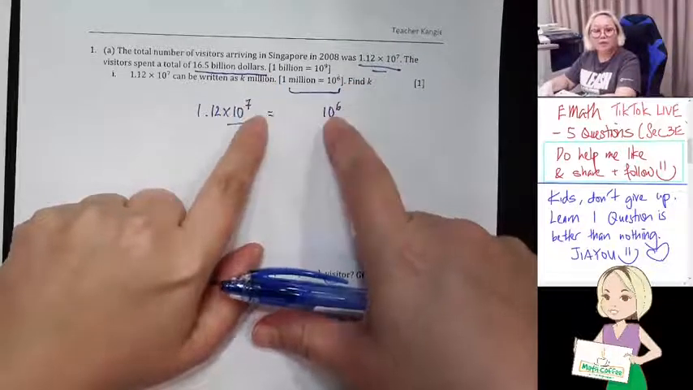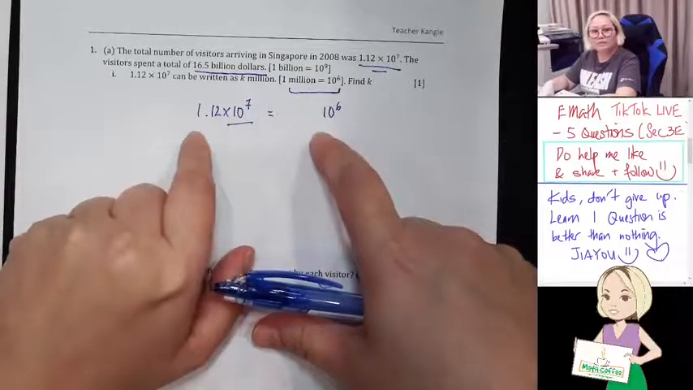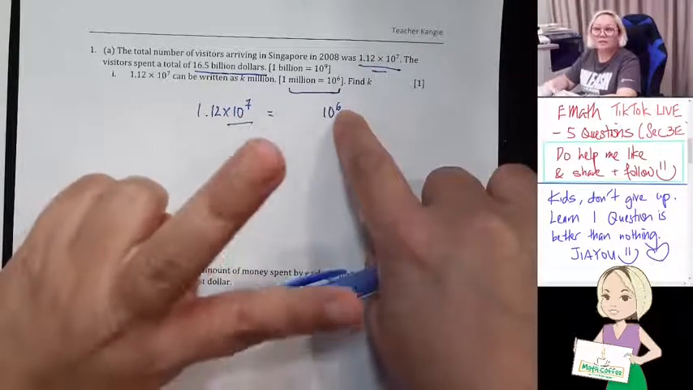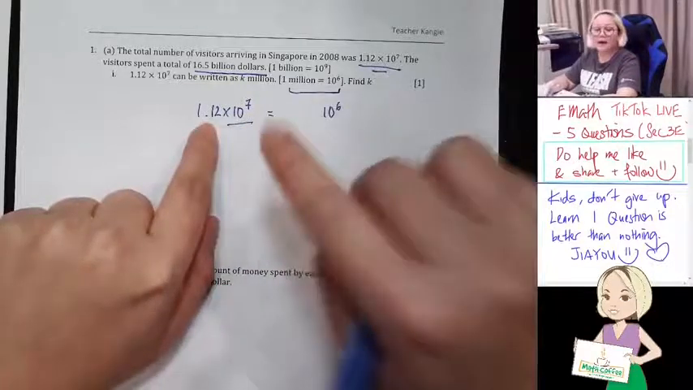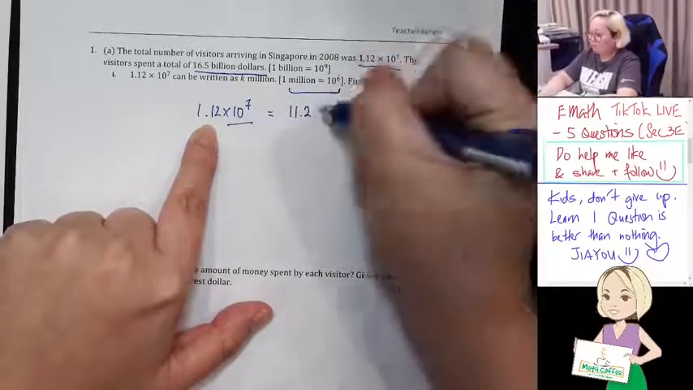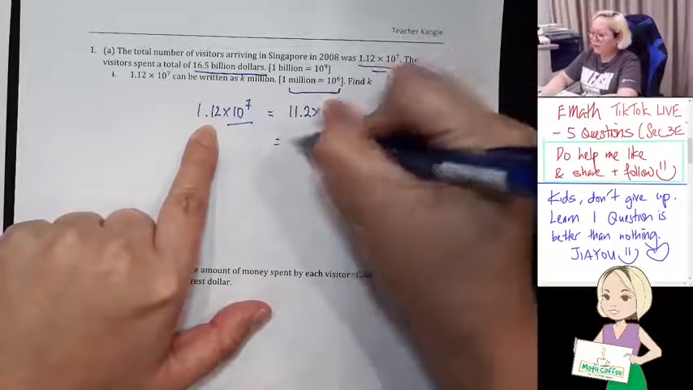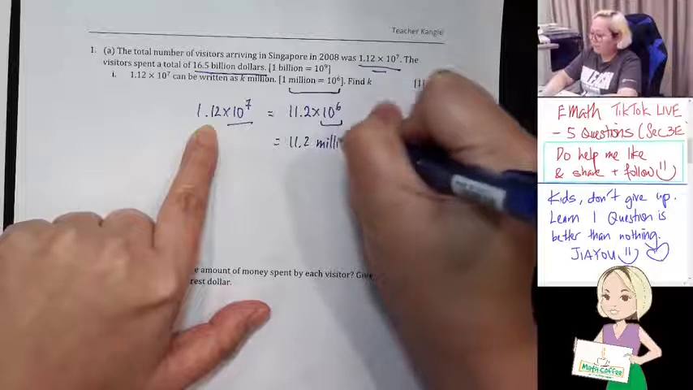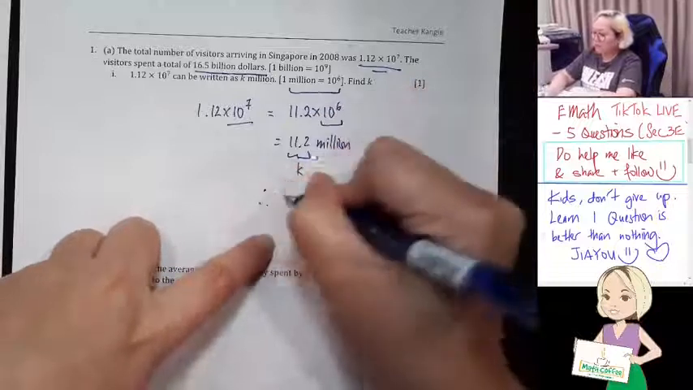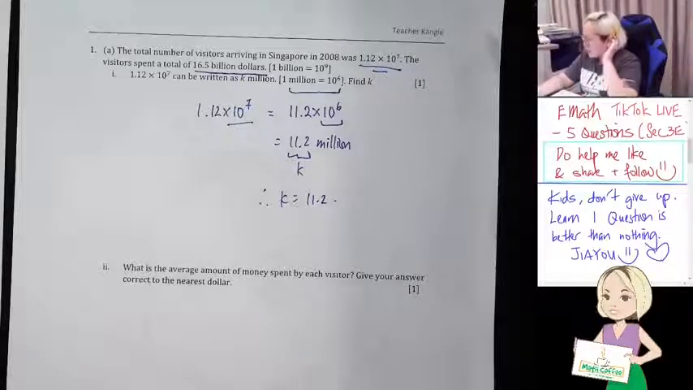It becomes smaller, correct? 10 to the power of 7 to 10 to the power of 6 becomes smaller. So if this becomes smaller, that means my 1.12 must become bigger, by 1 decimal point. So it will become 11.2. Then this 10 to the power of 6 can be replaced with million, so it will become 11.2 million. They say it can be written as K million, so K is equal to 11.2.